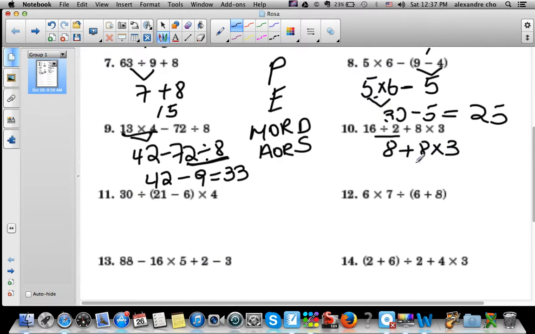Right, we have a choice between addition and multiplication. We do multiplication, so let's copy the 8, the plus, and do the multiplication. That gives us 24. And the final answer is 32.